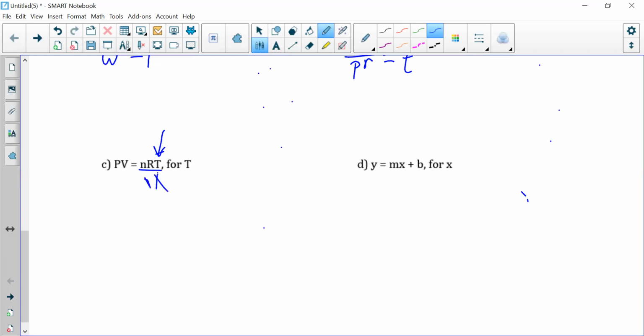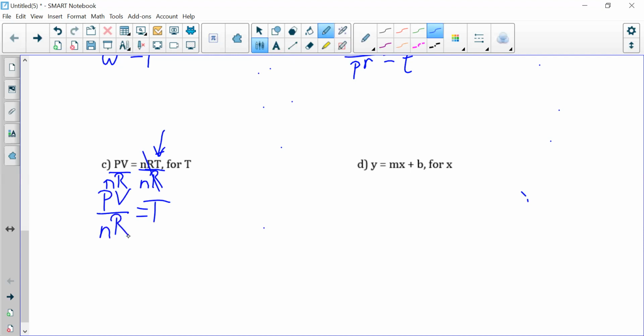All right. Bear with me, folks. Smart Notebook is being epically weird today. Let's try this again. Divided by nR. There we go. Sometimes if I move too quickly, it can't keep up. All right, so n and R cancel out. That leaves me with just T over here equals PV over nR.